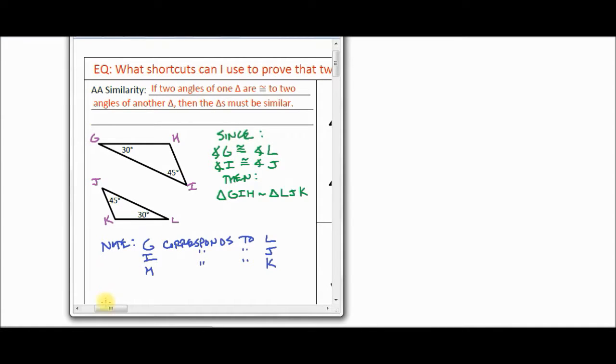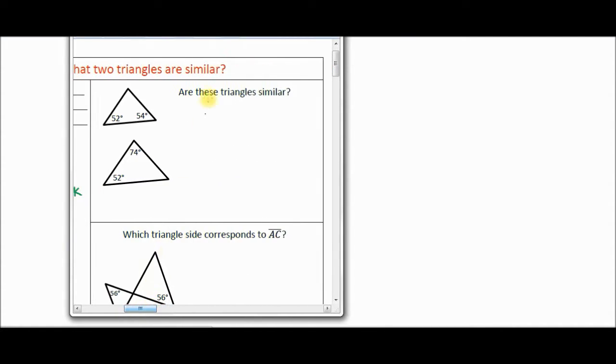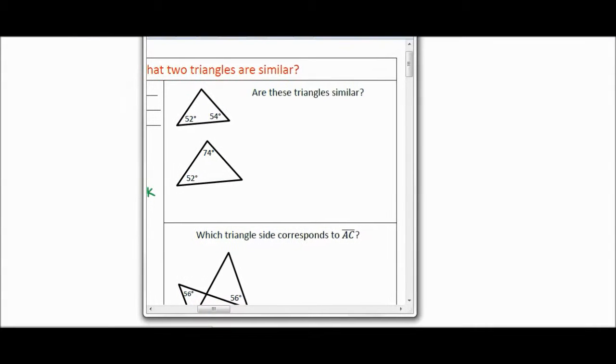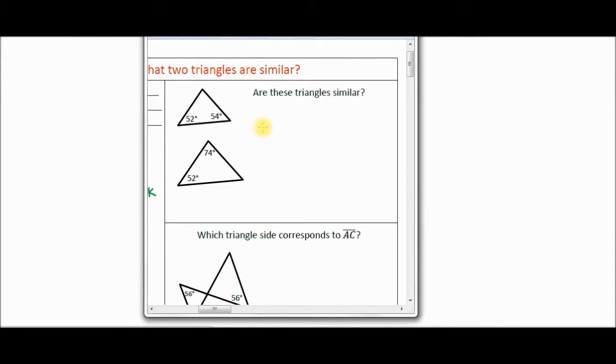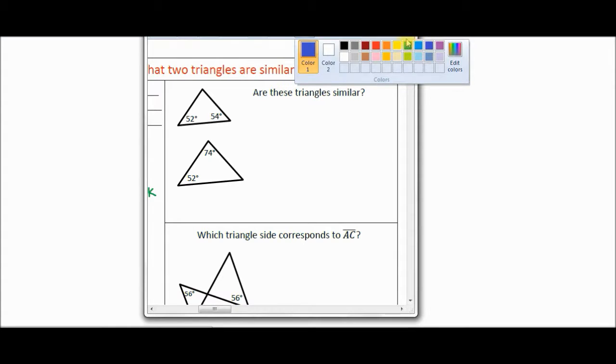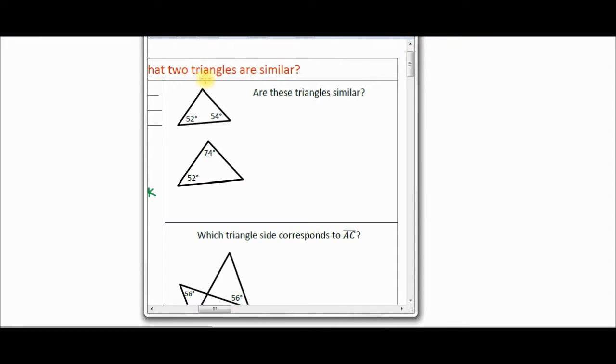All right, let's go ahead and do an example of this now. Sample of this. Move this over. Are these triangles similar? Let's see if we can use AA similarity to prove this. Well, let's label the vertices first of all so we can know what we're talking about here. So let's pick light blue. And let's label this one, doesn't matter. I'm going to label this one as A, B, C. And let's label this one as D, E, F. All right. So let's take a look.